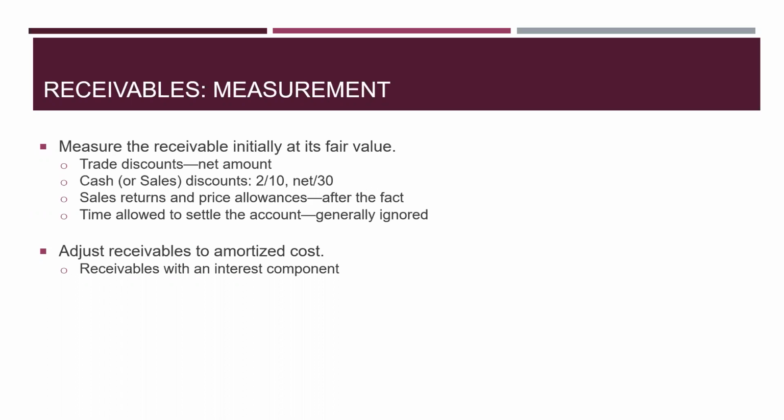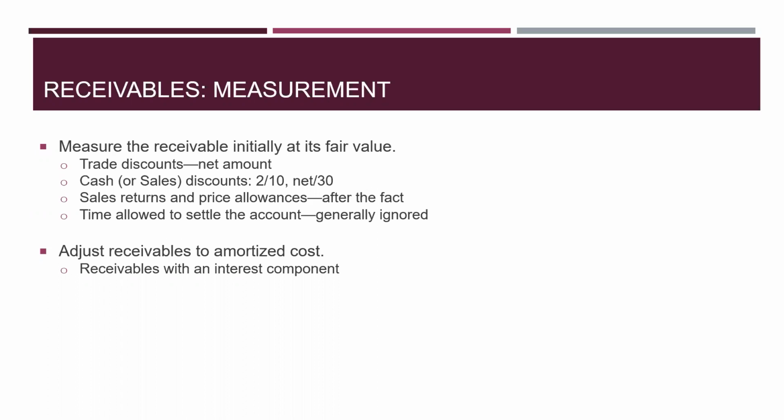They are not mandatory. If the company chooses not to take that discount and not to make a payment within 10 days in this case, then they have got net 30 days to make a payment. Any payment that is made from the 11th up until the 30th day is not going to have the discount of 2% here. We have our sales returns and price allowances, which are after the fact, and we also have time allowed to settle the accounts, which is generally ignored in this context.